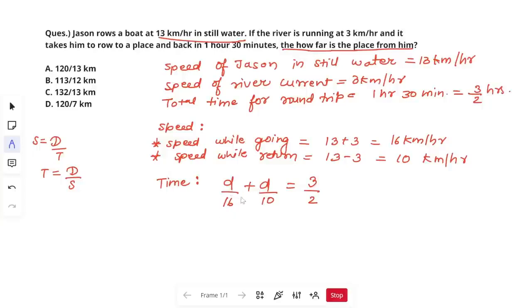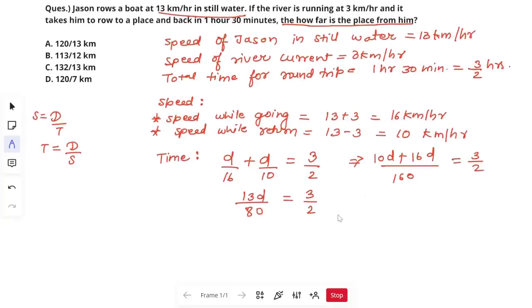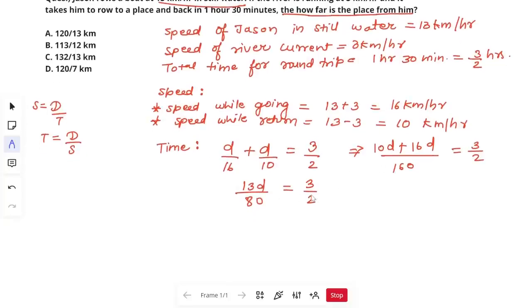Now we will just solve this one. You can do it in any way: you can take the LCM, or you can directly cross multiply. Once you solve it, you will get 13d divided by 80 is equal to 3/2. I'm not solving it quickly; if you want to solve it, this will multiply there 10d plus this will multiply there 60d, and then both multiply below 160, and then this will be 3/2. Further you will cross multiply and cut off the extra values, then you will get this as the final equation. Based on this equation we are going to find the value of d.